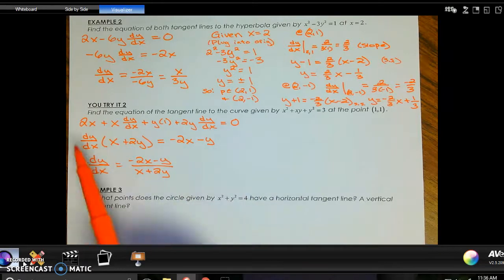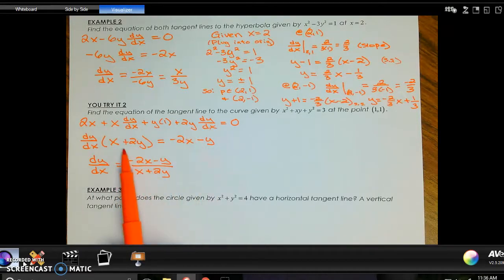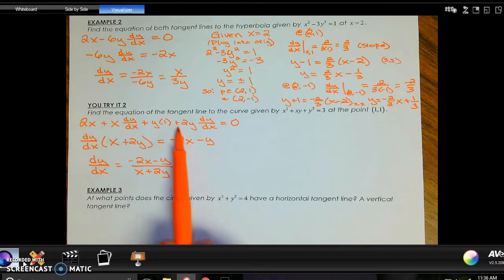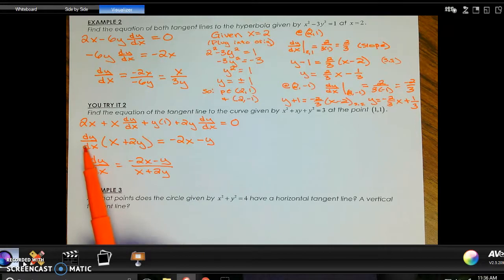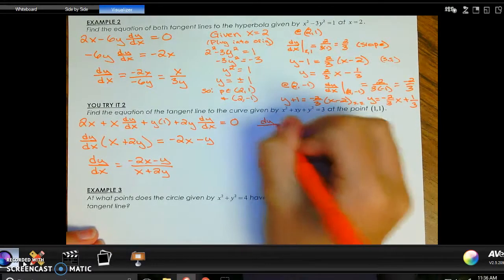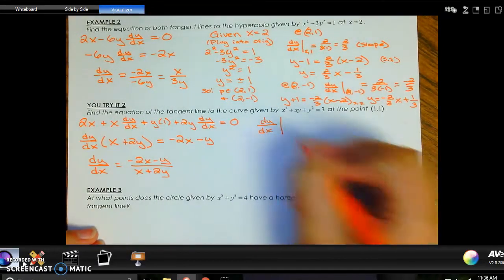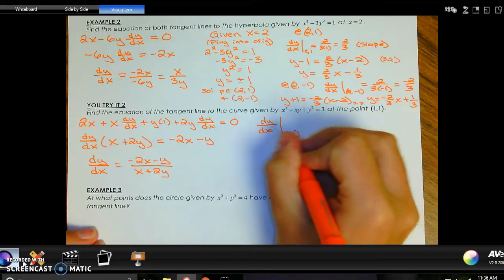So I went through. I have the dy dx's. I factored out the dy dx from this term and this term, leaving me with that. And then I moved this and this to the other side. So I get here, solve for dy dx. I just divide both sides and I get to there. So that's finding the derivative. And now I need to take that derivative and evaluate it. So how do we write that? We're going to take the derivative and evaluate it at the point 1, 1, because that's what they gave us.